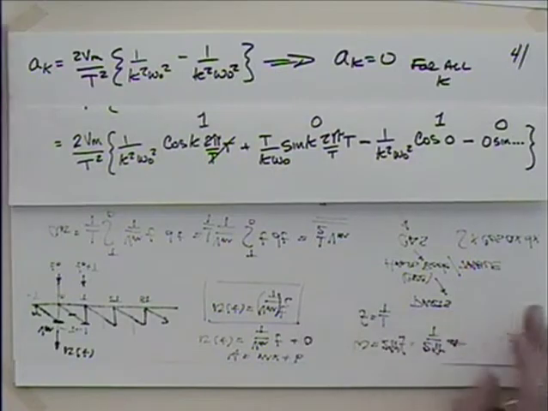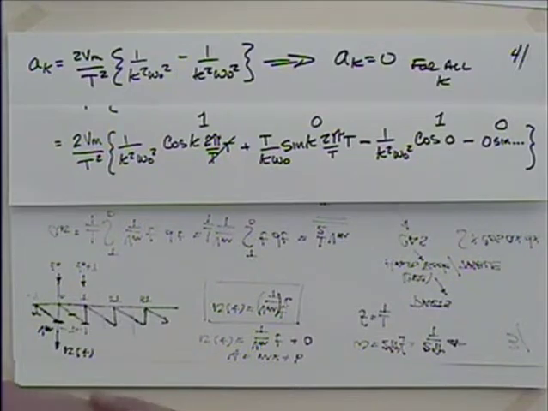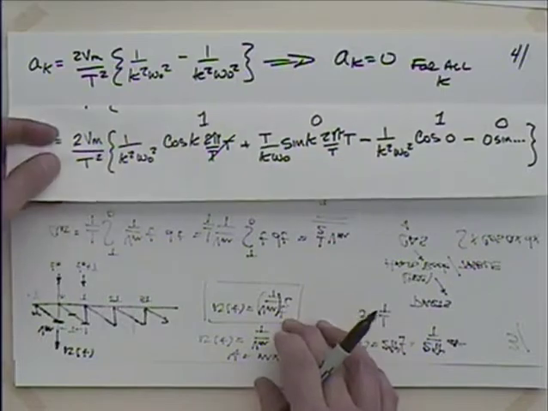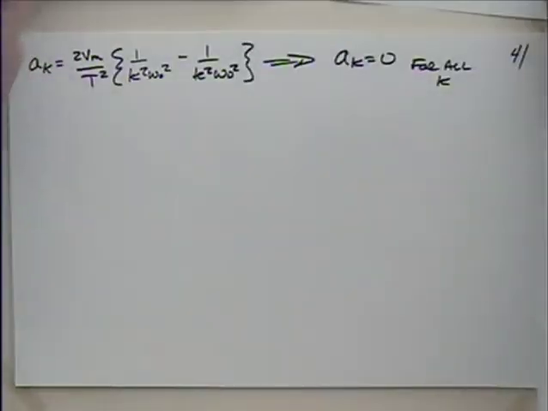Well, you might say, well, it'd been nice to know that beforehand. Hopefully, if we recognize some symmetry and whatnot, maybe we could not have to go through that. But anyway, we've got the average value. We've got a sub k. Let's finish up with b sub k.